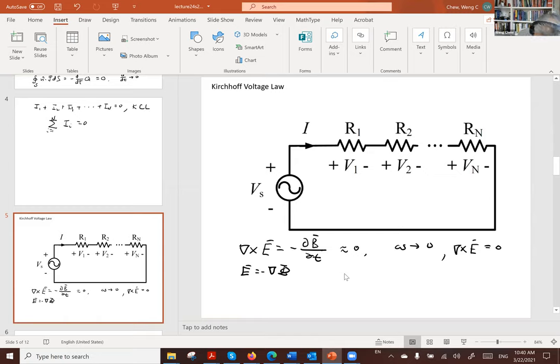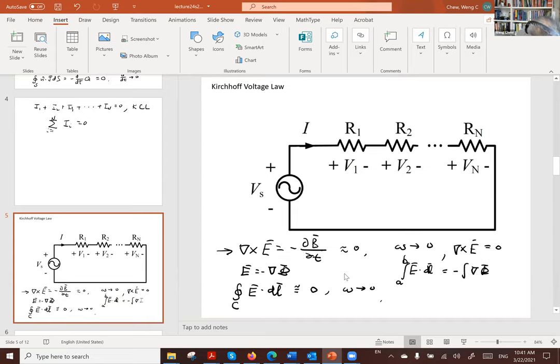Then you can rewrite this equation using Stokes theorem and say that the left-hand side is essentially equal to the integral of E dot dl on a closed loop, and that should be equal to zero, approximately, when the frequency tends to zero. This is a law that you can state quite easily, but you can use the fact that because E is the gradient of phi, then E dot dl between any two points A and B can be written as minus gradient of phi dot dl between A and B.